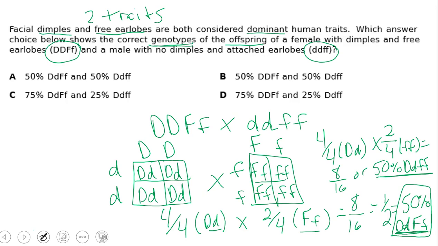So let's look at our answer choices. It looks like we can eliminate these two because we know we've got a 50-50 split. And it looks like 50%, okay, so this one looks good, and then this one looks good. And if we come over here, we know that it's not this one because we can't have an offspring that's big D, big D, because all of our offspring are big D, little d. So the best answer here is A.